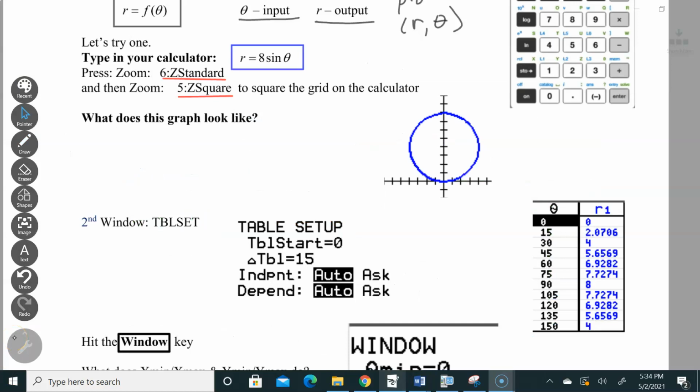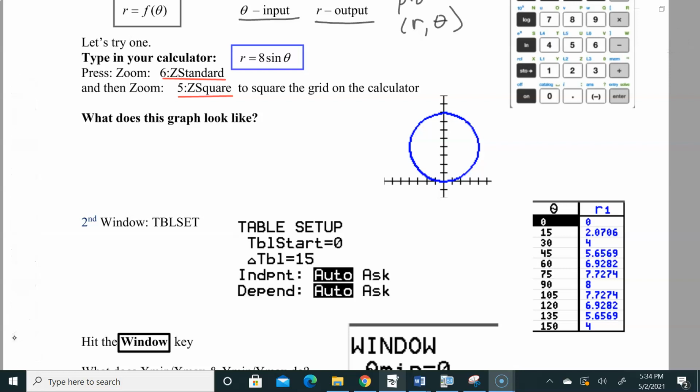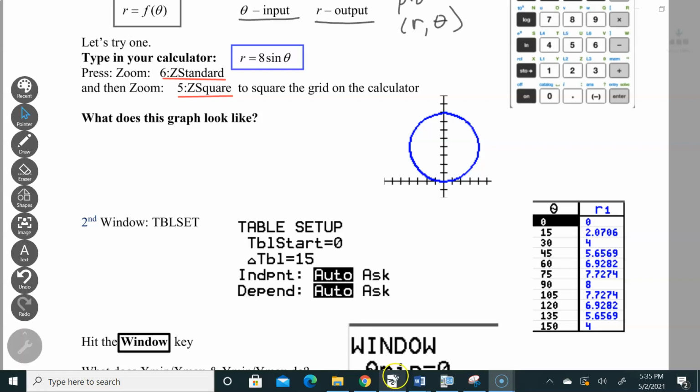Okay, so we're going to put this example into the calculator. r equals 8 times the sine of theta, and we're going to hit zoom, which is the top center of the calculator, and then 6, which is the standard window, -10 to 10 on the x and y's, and then we're going to see that maybe it just kind of looks weird. So we're going to hit the zoom square key, which is zoom 5, which will square up the grid so it looks more like what it should look like. And I'll talk about that special key also.